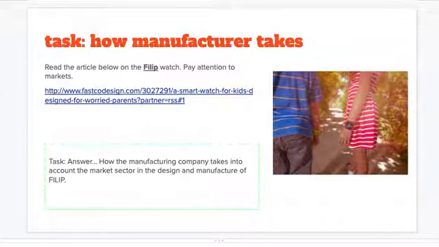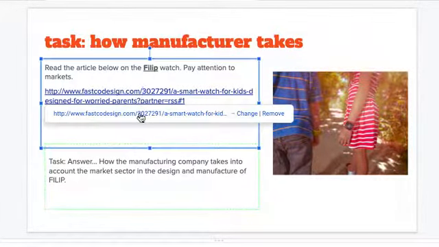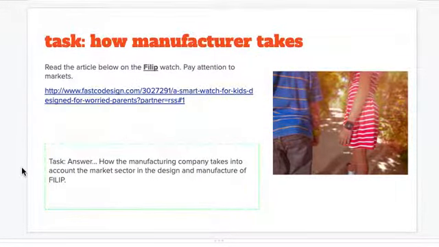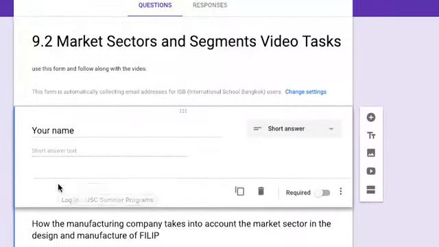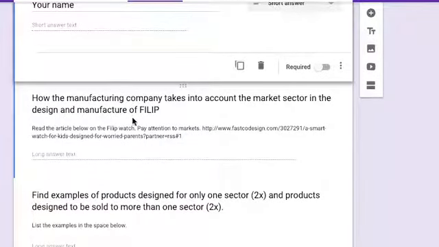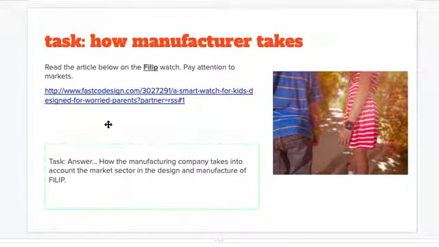So tasks, a couple of tasks that I want you to do. First, in the presentation, there's a link, and this is a little article about a watch company and how they have designed and used the markets to create these types of watches for kids. So what I want you to try to do is answer the question, how this company takes into account the sector for the design and manufacturing of the watch. Okay, so you should see it. Here's the link to that form. It's the first question, okay? So you should be able to get to that and answer that question.